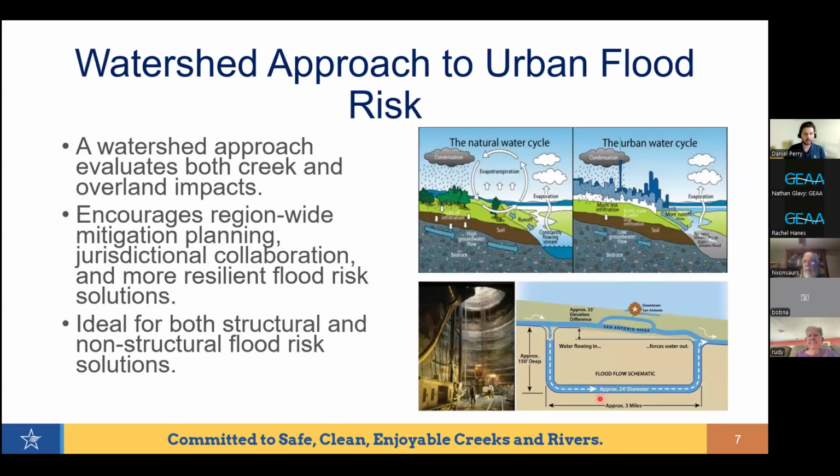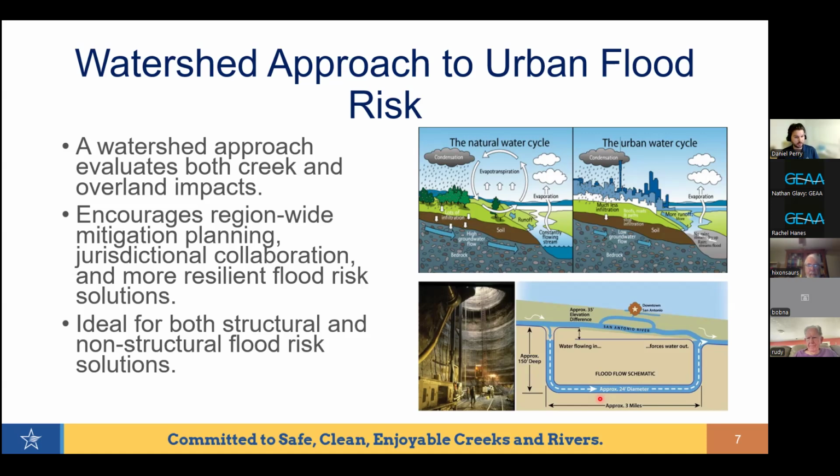So since flooding can happen from both creek and river overflowing and urban overland runoff, it's important to look at the whole watershed when planning for flood risks. A watershed approach considers all sources of flooding across the entire region, not just specific to river channels. This encourages different local governments and agencies to work together and leads to better planning and stronger, lasting solutions to reduce flood damage.